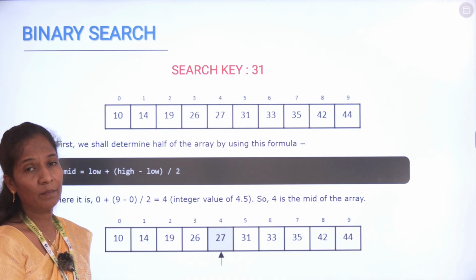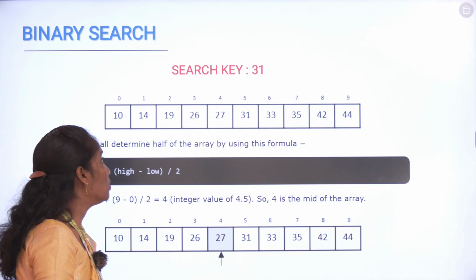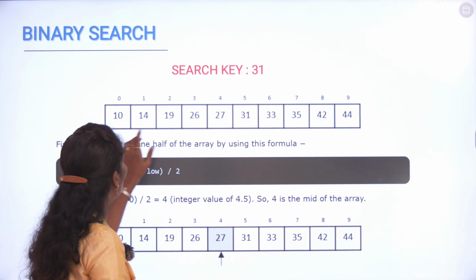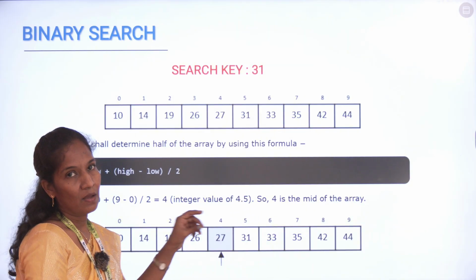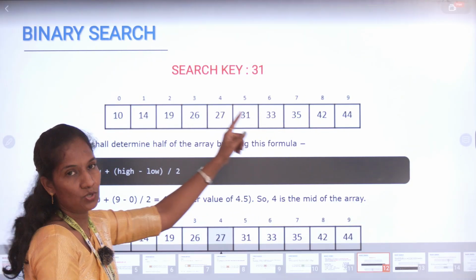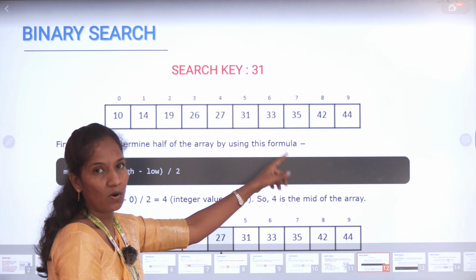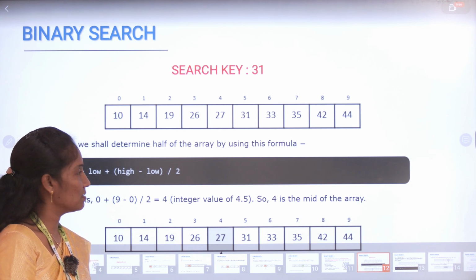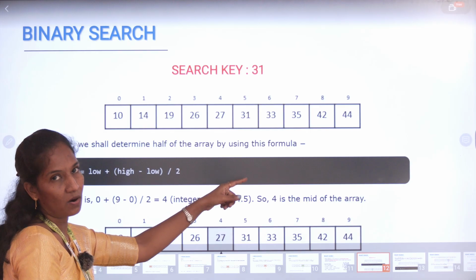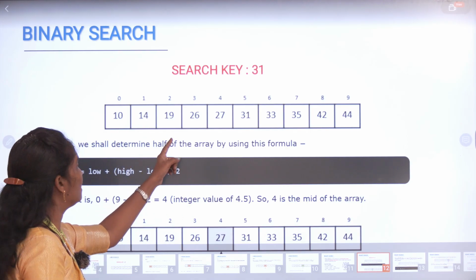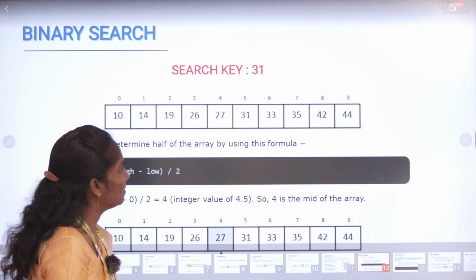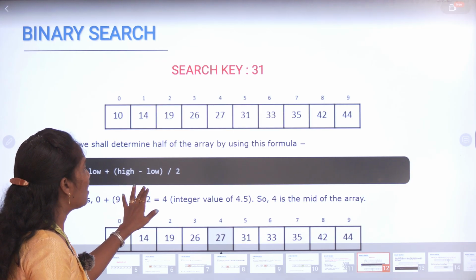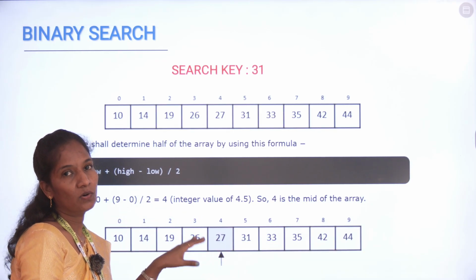We'll see an example for binary search. Here we are searching for the key element 31. The array contains 10 elements with index values 0 to 9. All the elements are in sorted order, because binary search works only on sorted elements: 10, 14, 19, 26, 27, 31, 33, 35, 42 and 44. Now, as per the algorithm, we first find the mid value of this array.